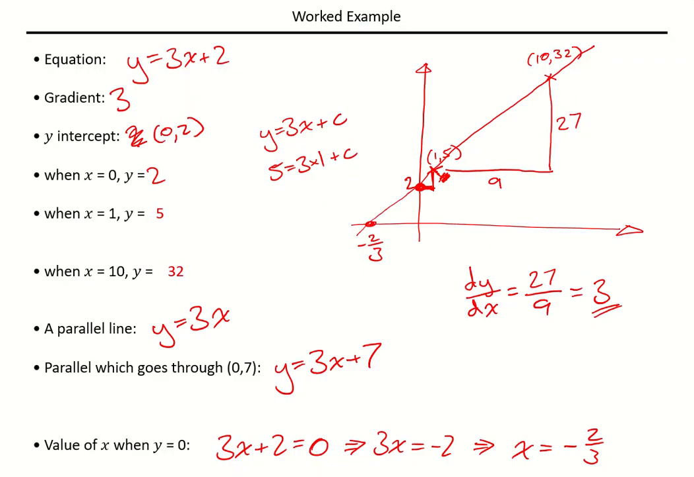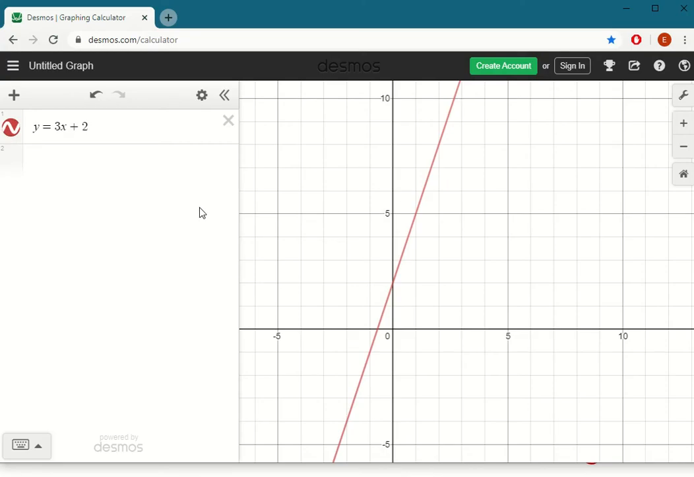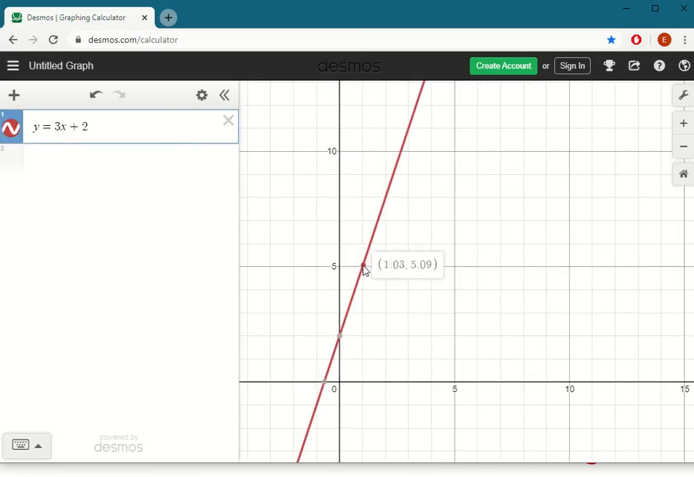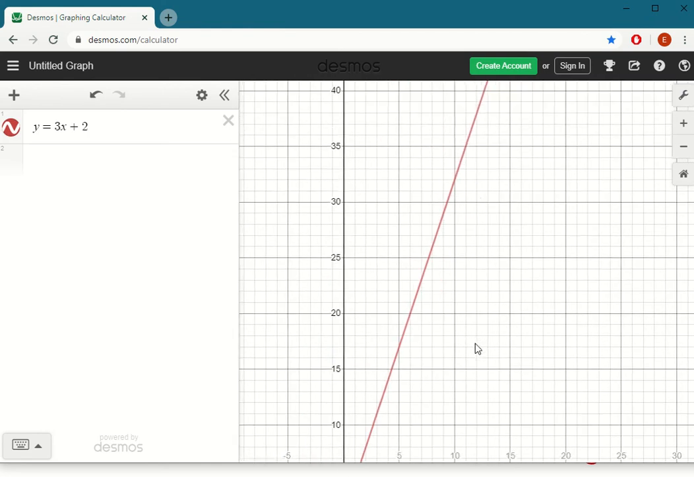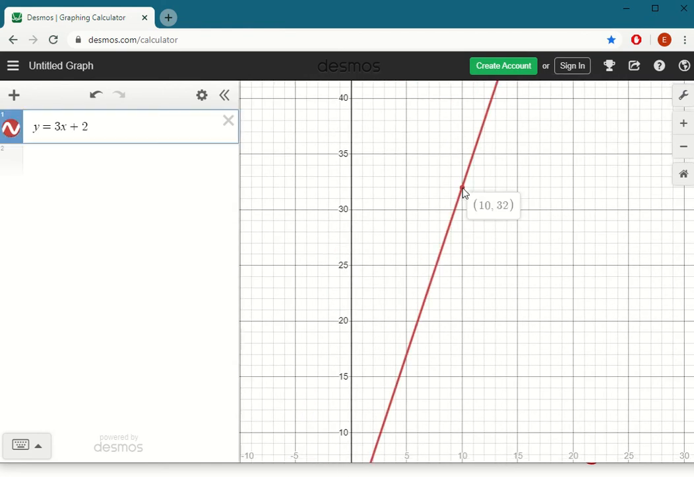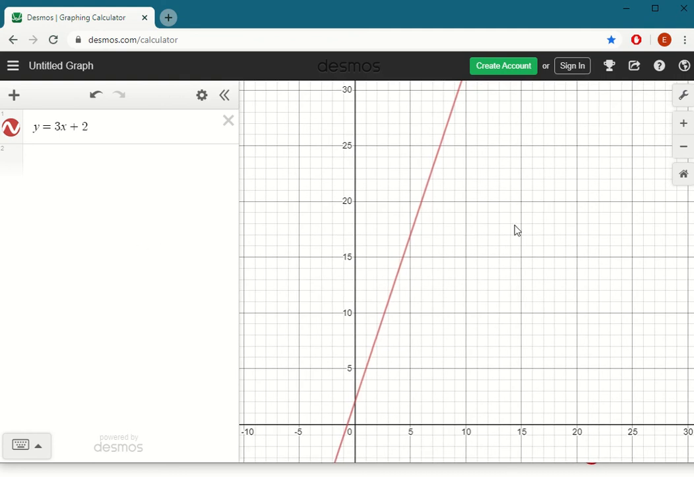We were given x is 1, y equals 5, and this coordinate here, I need to check that it definitely goes through those coordinates. Let's check. Here we go. So 1, 5, it definitely goes through 1, 5. And 10, 32, crossing my fingers, yes, 10, 32. That's such an easy way of checking, just plugging it into Desmos and making sure that it works. You can do that yourself.